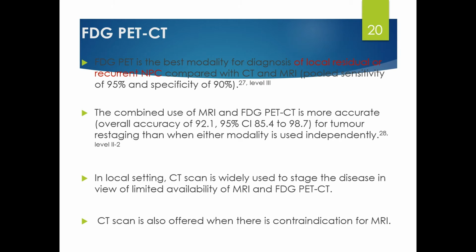Okay, what is the function of PET scan? It is the best modality for diagnosis of local, residual, or recurrent NPC compared with CT and MRI. So basically, we use PET scan for tumor restaging in patients with residual NPC or recurrent NPC. However, in our local setting, CT scan is widely used to stage NPC in view of limited availability of MRI and PET scan. CT scan is also offered when there is contraindication for MRI.